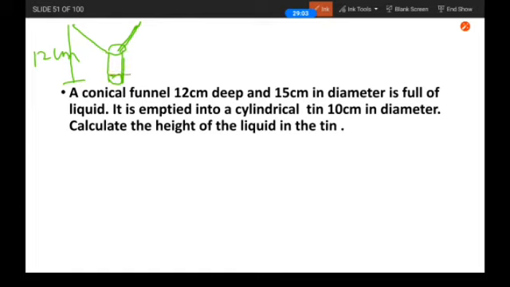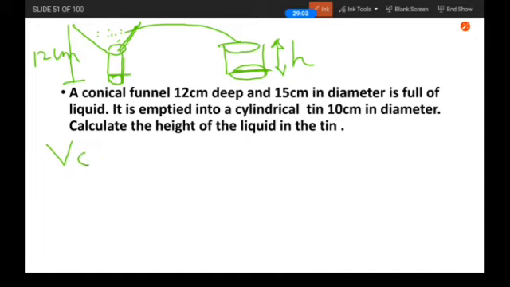So the diameter has been given to be 15 centimeter. It is full of liquid. It is emptied into a cylinder 10 centimeter in diameter. Calculate the height of the liquid in that cylinder. We are looking for the height. So in that case, we are going to be having volume of cone equals volume of cylinder. Is that okay?